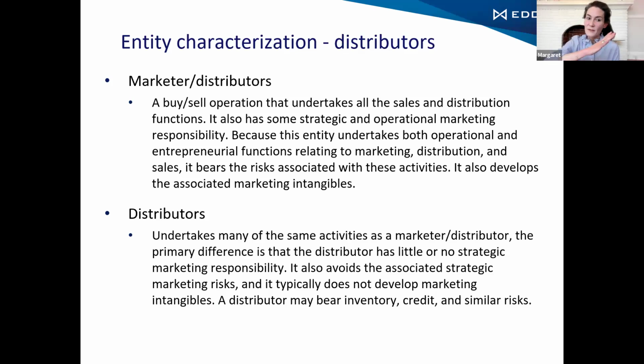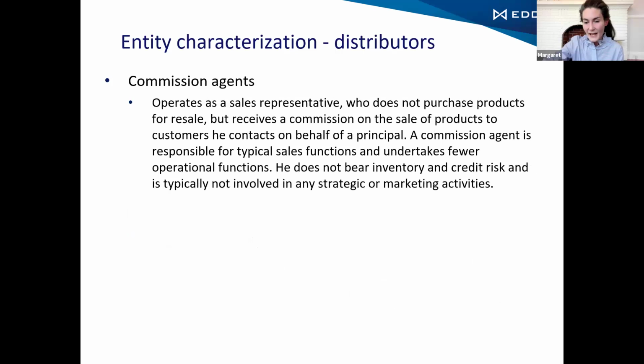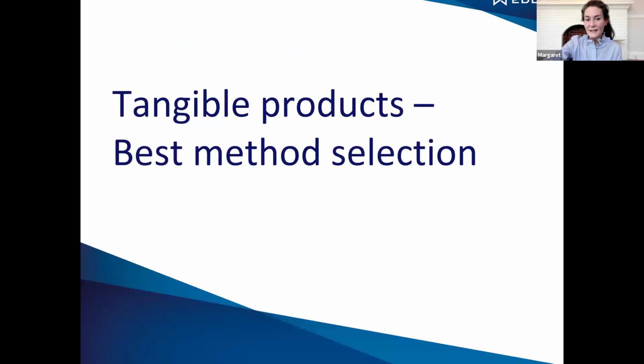So we have marketer distributors at one end. Those are the entities performing more functions, taking on more risk, owning more IP. And distributors are in the middle of that. And at the other end, less functions, less risk, less IP ownership will be the commission agents or commissionaires. And at this point, you're ready to pick your best method.